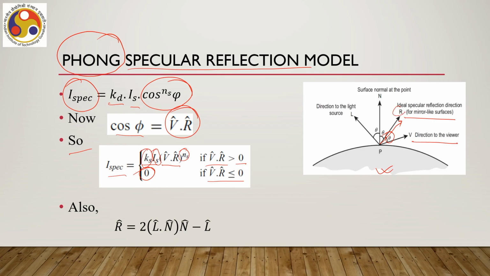Now, this ideal specular reflection direction R we can represent with the surface normal vector at that point, that is N, and the light source direction vector L, as R equals twice (L dot N) multiplied by N minus L. So, we can replace R here with this expression to finally come up with the component as a dot product of the vectors L, N and V. So, we need to know these vectors in order to be able to compute the specular component.